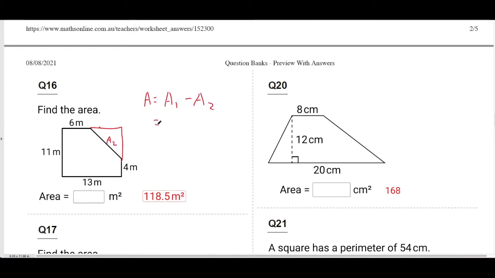All right, so what's A1? Well, A1 is just going to be 11 times 13, right? That's the rectangle. Take away the A2. A2 is a triangle, so it's going to be half times base times height. So that's going to be the base, and that's going to be the height.